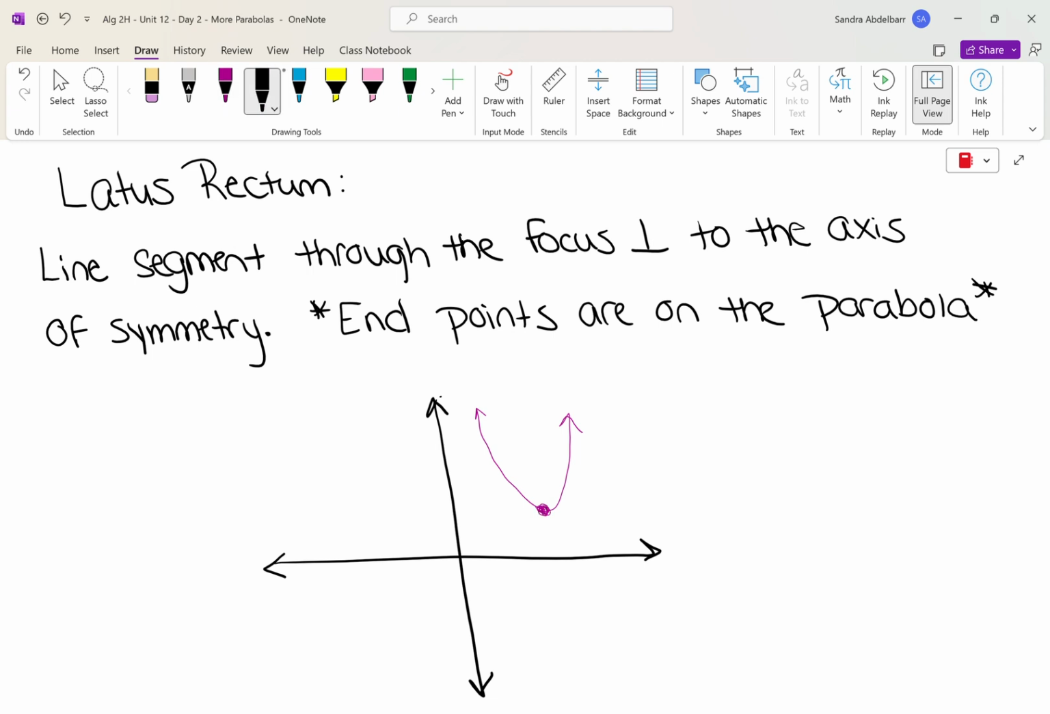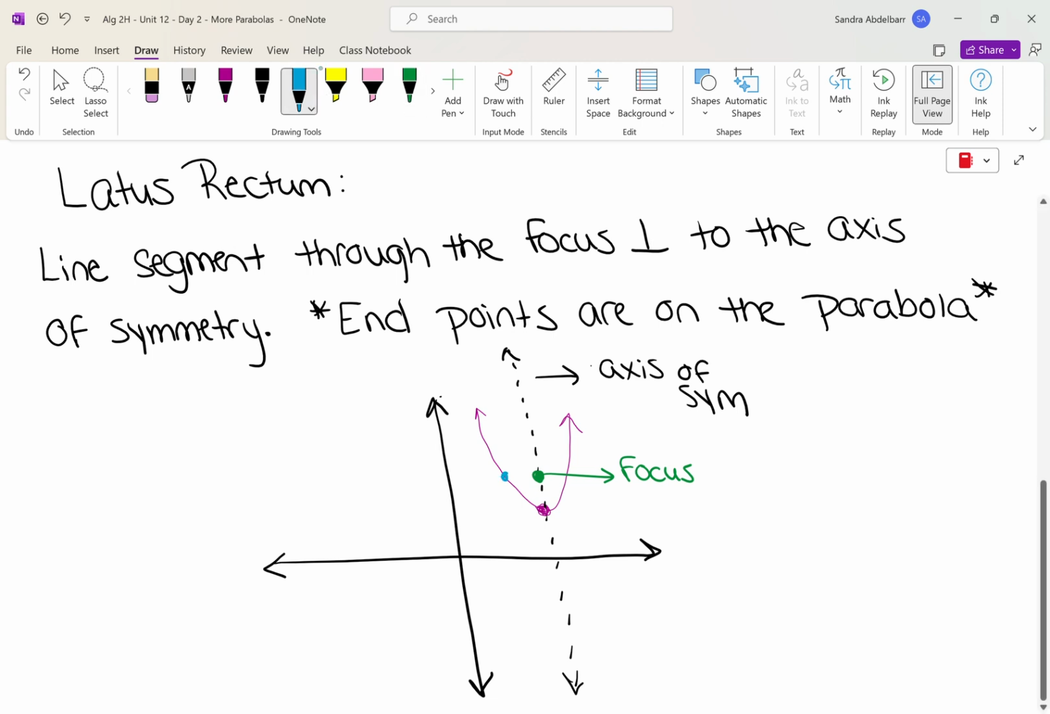Okay, so we know the axis of symmetry is a line that goes through the vertex. So in this scenario, it would have been a vertical line. So the latus rectum is a line segment that goes through the focal point. So let's say this is my focus. So it's a line segment that goes through the focus that is perpendicular to the axis of symmetry, and its endpoints have to be on the parabola. So it would have to look something like that. Through here, that's our focus. And we get our right angles right there.